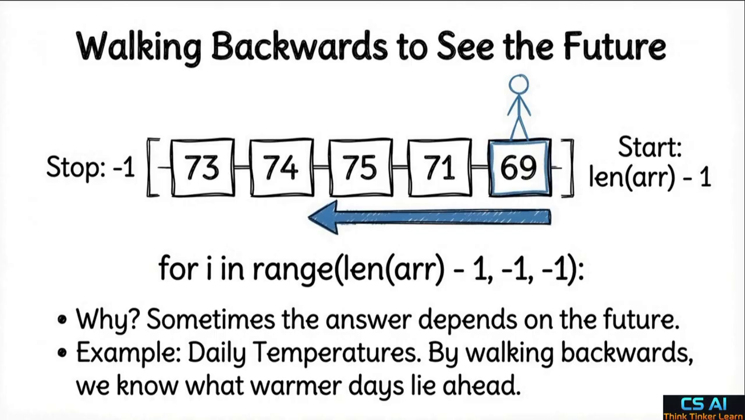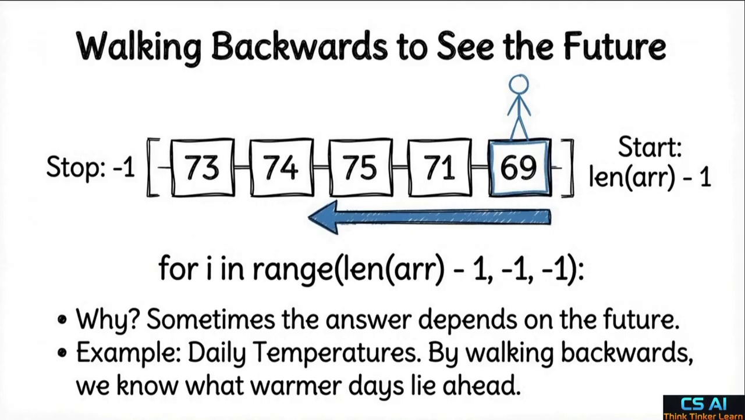Before we solve the palindrome problem, let's introduce another essential pattern, walking backwards. Sometimes the most intuitive way to solve a problem is to start at the end and move towards the beginning. The syntax for this is straightforward in Python. It's range(len(array) - 1, -1, -1). We start at the last index and our loop stops after it processes index 0.